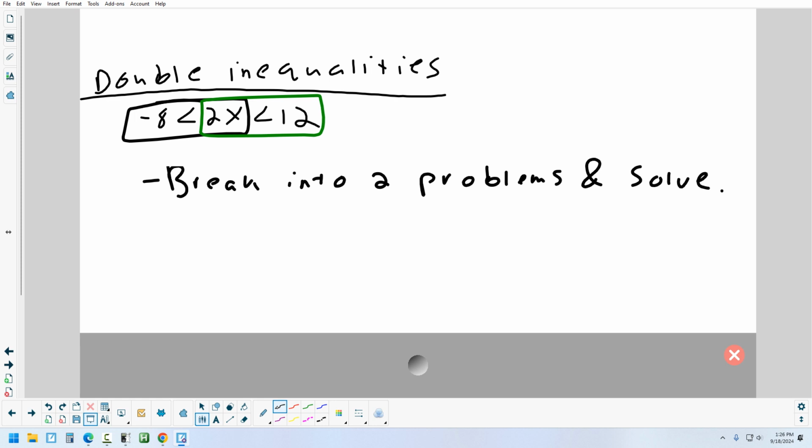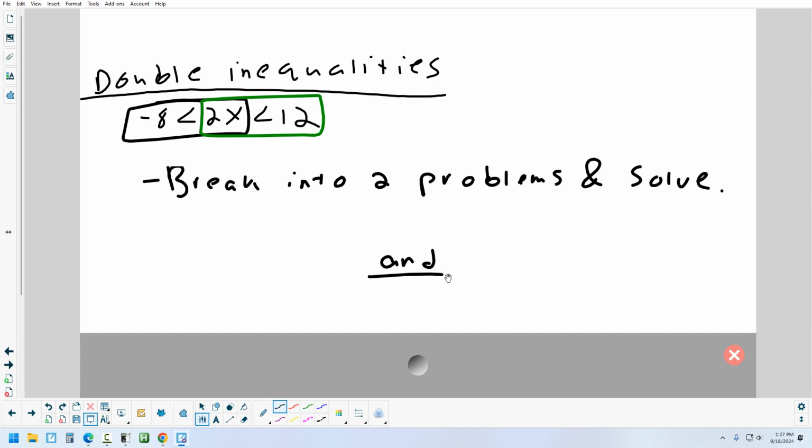I'm calling it a double inequality because it's got 2 inequality symbols in it. Does anyone remember the other name I used? It began with a C earlier on. Conjunction. It's a conjunction. And a conjunction always has what word in it? And. So you always need to write down the word and when you're solving it.